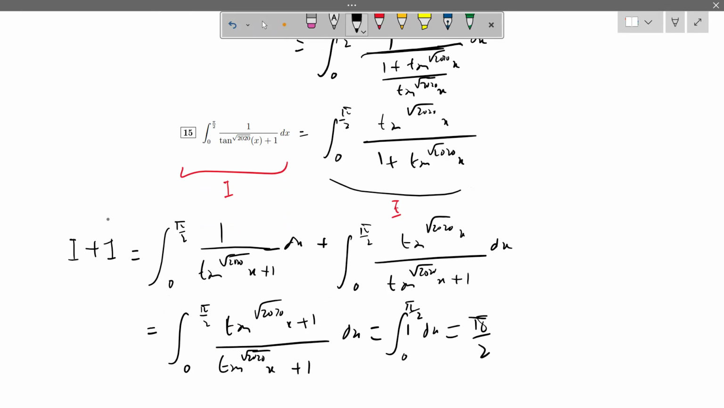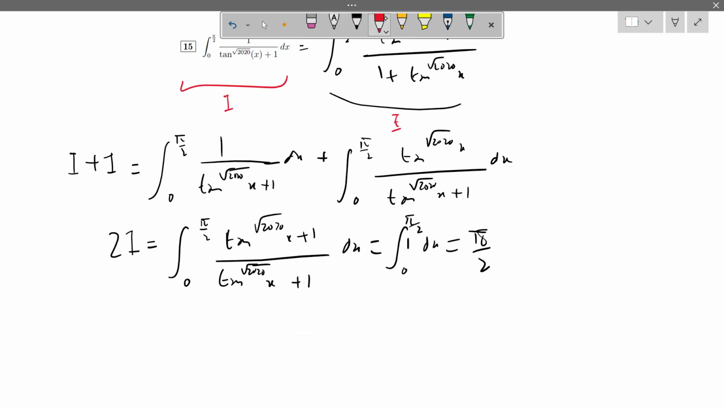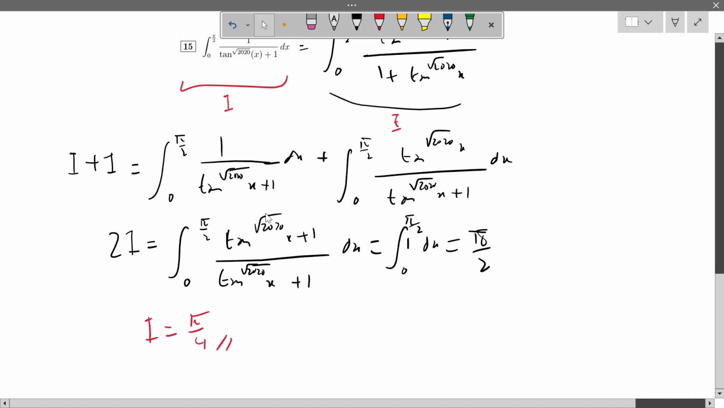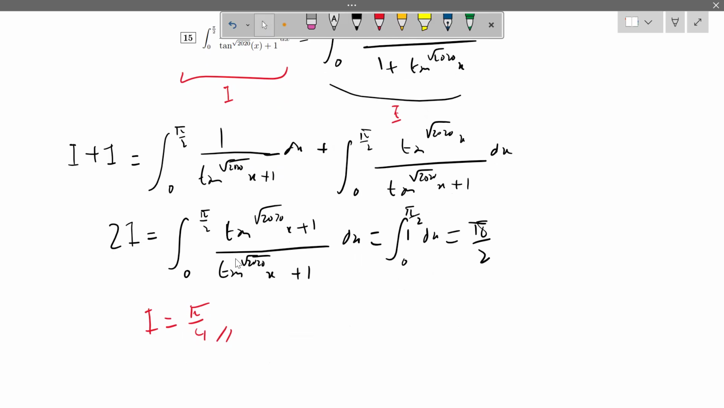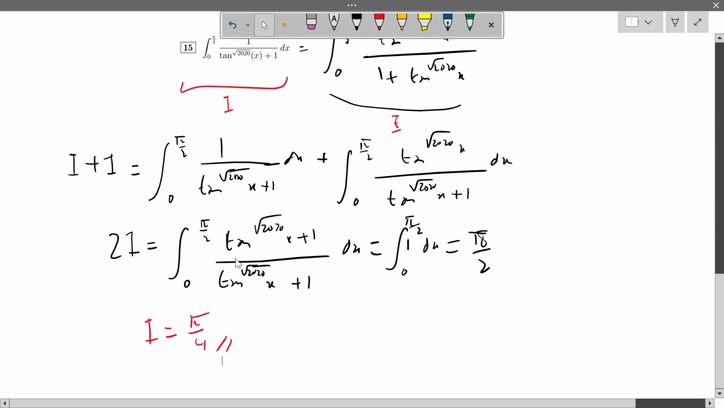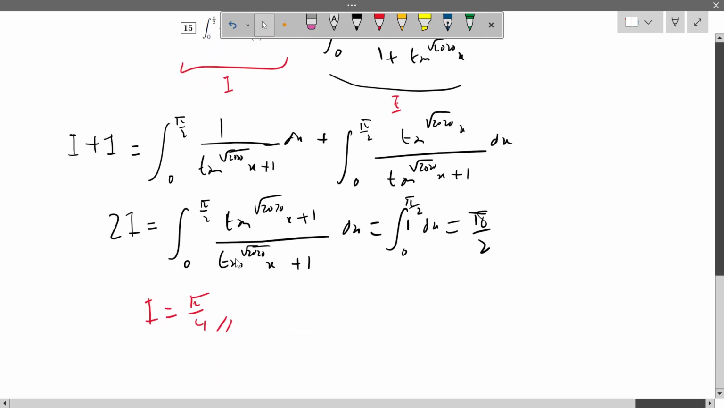So that means I plus I is equal to 2I, and by that, we get I equals pi over 4. So apparently, the power of square root of 2020 did not even matter. This is one of the cases where you can use the King's rule. It's somewhat of a standard trick, which honestly I myself have not been practicing all that much, but it's neat that you found a problem like this.